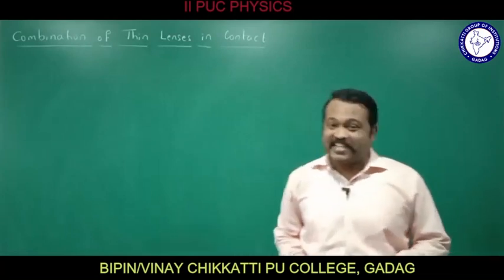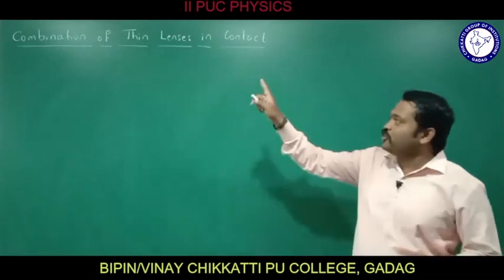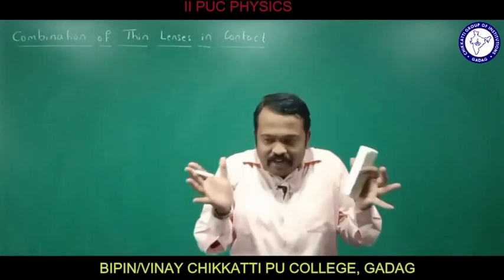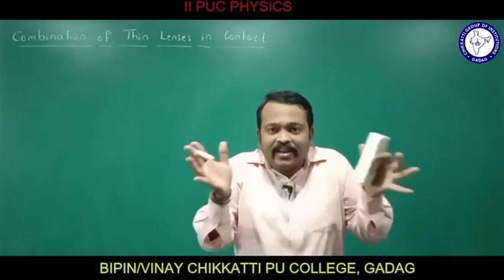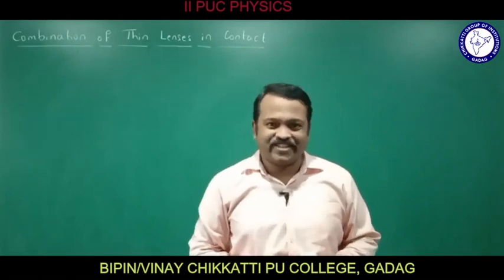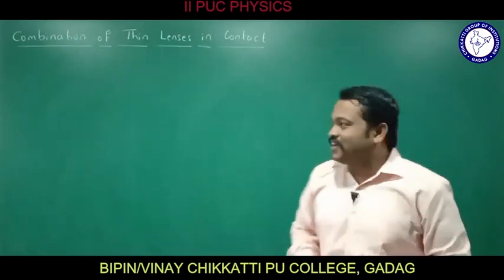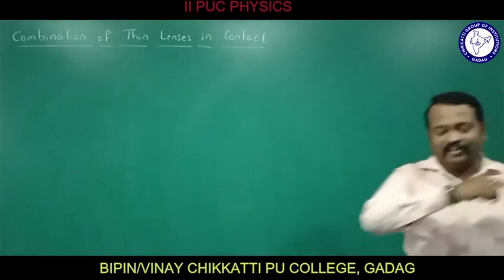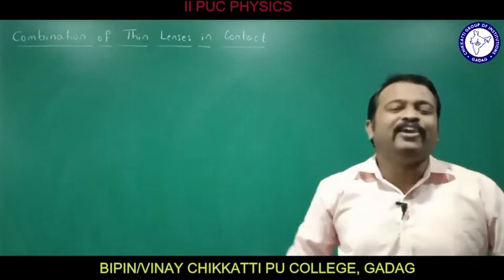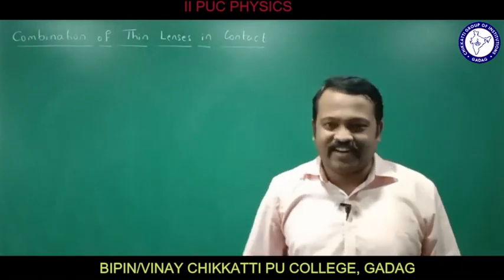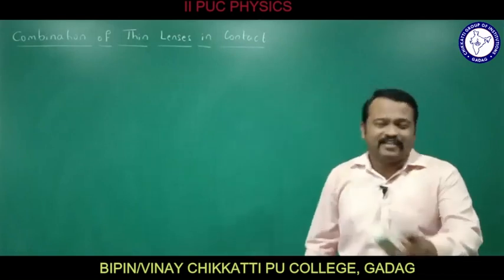Now let us move on to the next section, that is combination of thin lenses in contact. Now what will I be doing? I will be combining the lenses. If I combine the lenses, what happens to the focal length? Let us check it out. So we will be seeing the derivation of combination of thin lenses in contact. We will be deriving the expression for the equivalent focal length of the combination of the lenses. Okay, so this is a derivation. Let us start with the derivation.